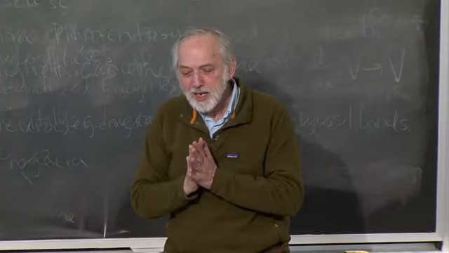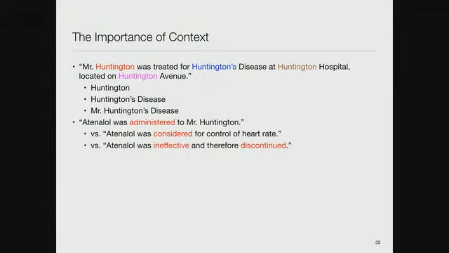Okay. Well, context is important. So if you look at a sentence like, Mr. Huntington was treated for Huntington's disease at Huntington Hospital located on Huntington Avenue, each of those mentions of the word Huntington is different. And for example, if you're interested in eliminating personally identifiable health information from a record like this, then certainly you want to get rid of the Mr. Huntington part. You don't want to get rid of Huntington's disease because that's a medically relevant fact.